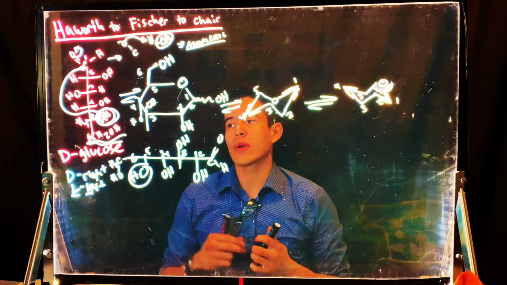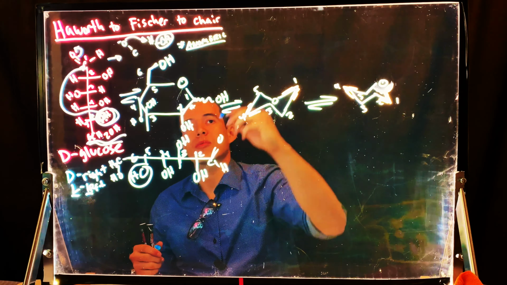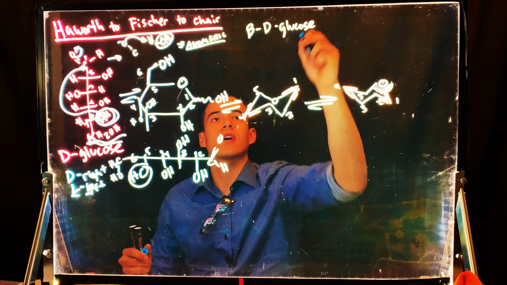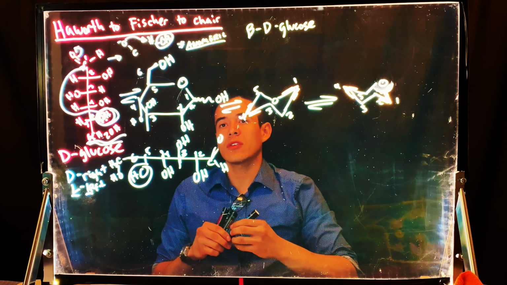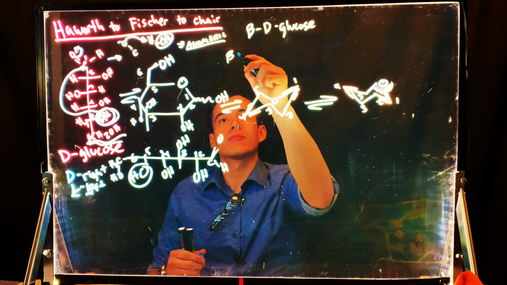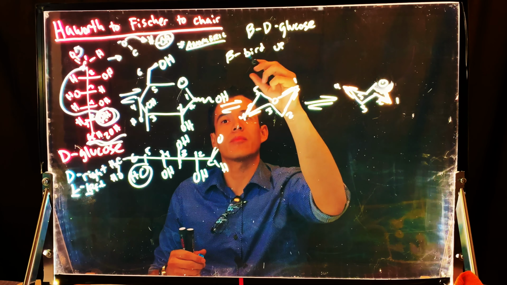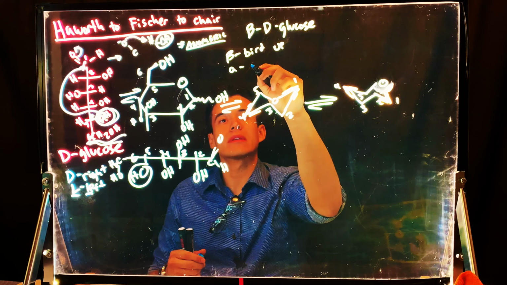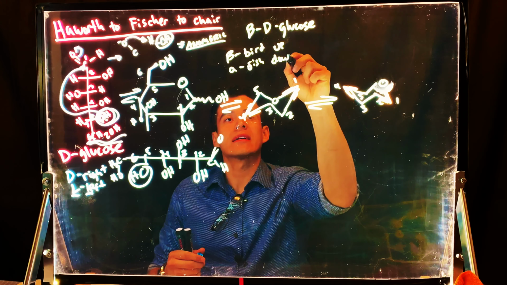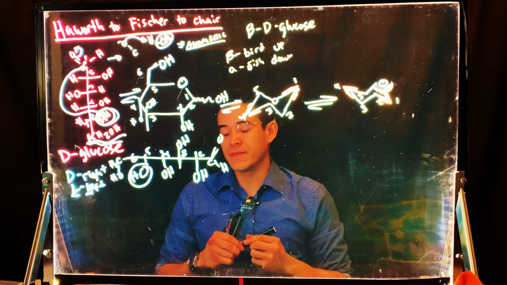So let's say we're talking about beta-D glucose. If we were looking at the anomeric carbon, beta for bird, that group would be pointing upwards. Okay, so this is going up. And if it was the alpha, it would be like a fish down in the sea, and that would be going down. So let's just say we're talking about the beta anomer.